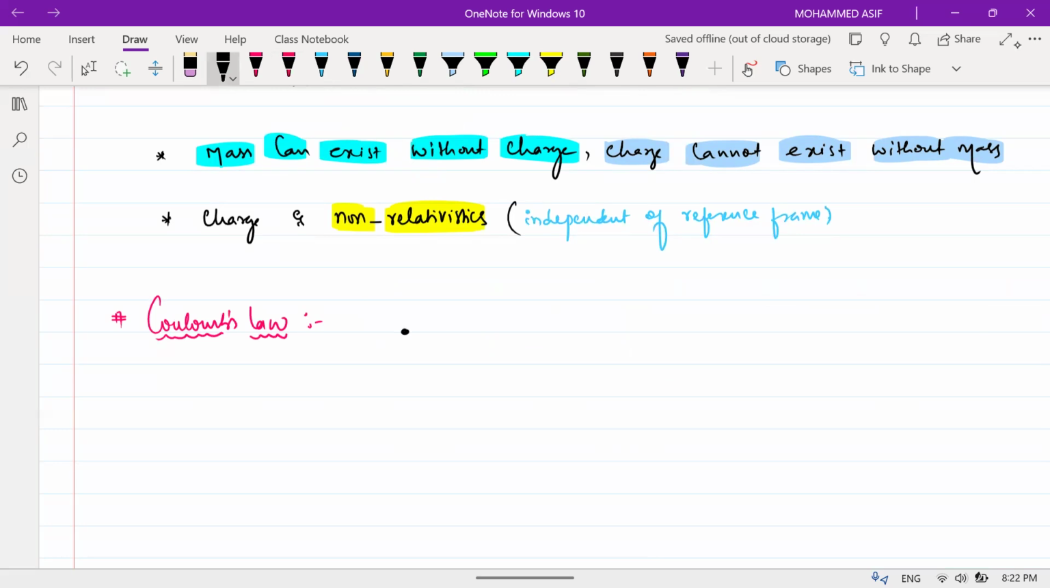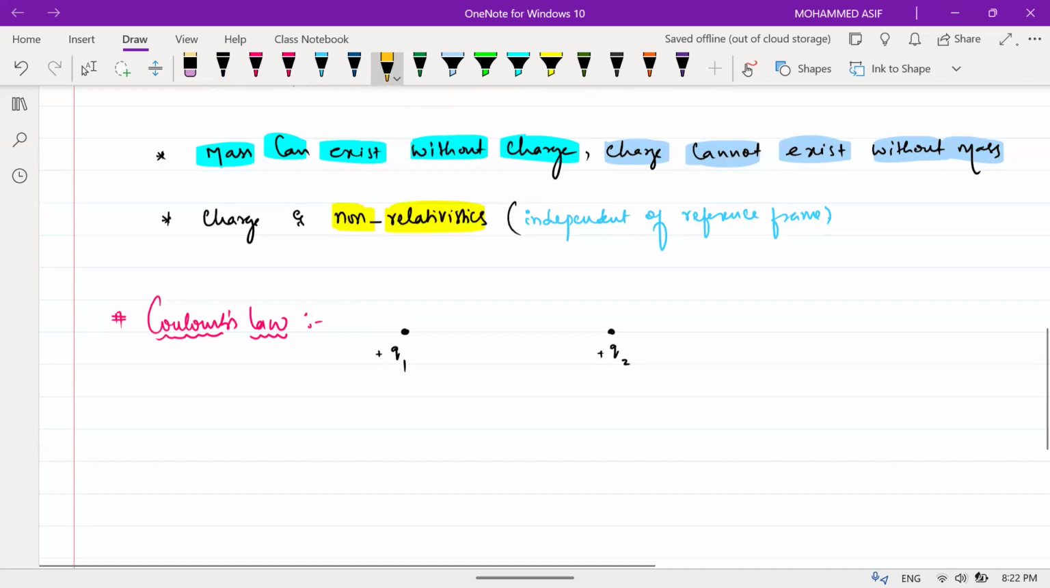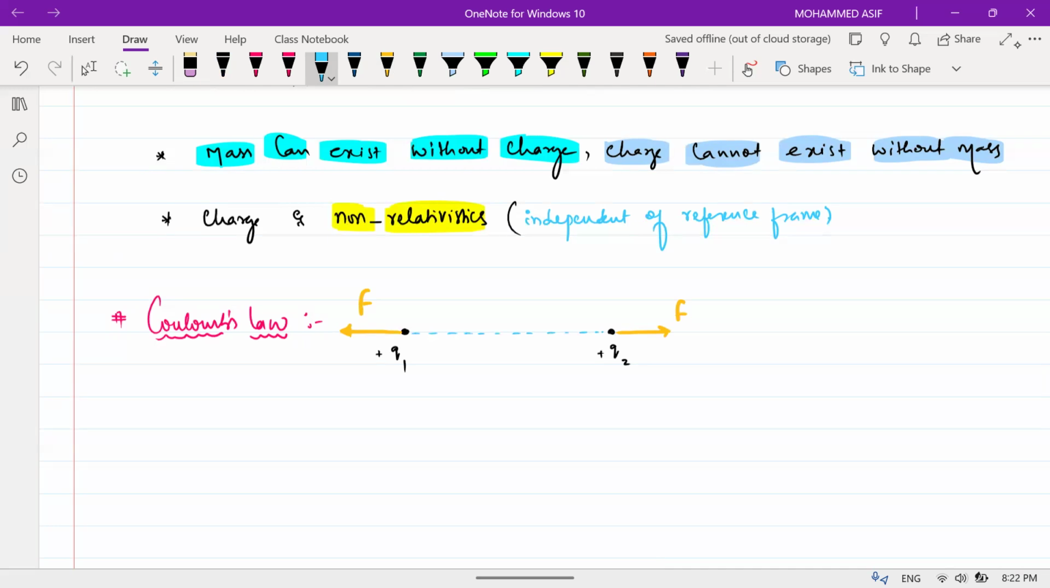Say there is 1 point charge here, and there is 1 point charge here. Charge of this one is, for example, Q1, and charge of this one is Q2. Both of them are positive, so obviously there will be a repulsive force between them. So the force direction will be like this. This is F, and on this one also the repulsive force will be equal to F. And the distance between them is, for example, R.